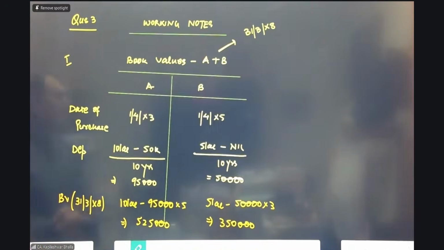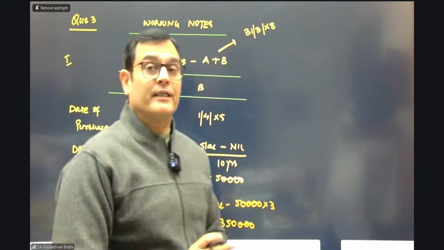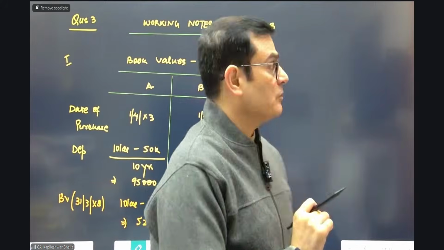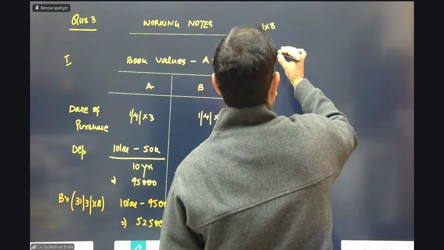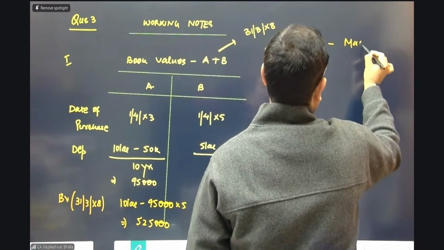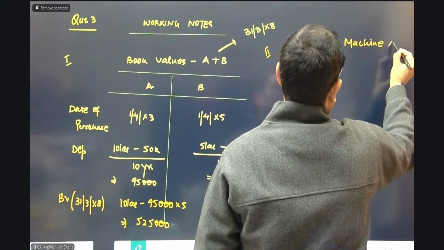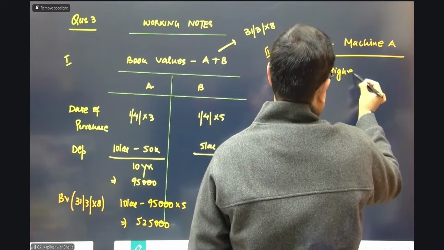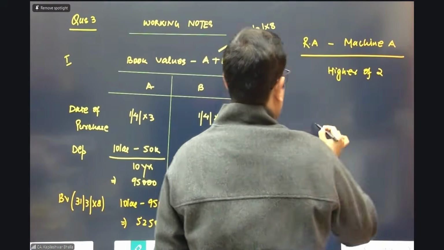So this is the book value of machines A and B, which is now computed. Okay, now once we've organized this information, it's time to get the second working note. Let's organize the recoverable amount of machine A. So we will now calculate the recoverable amount of machine A. In this particular case, we need the higher of the two.